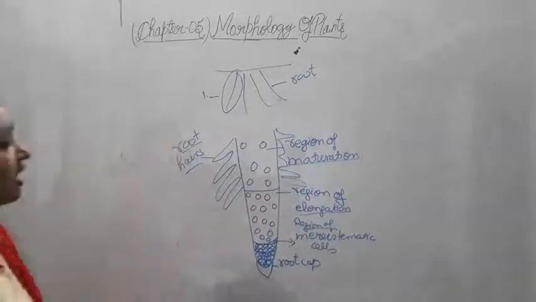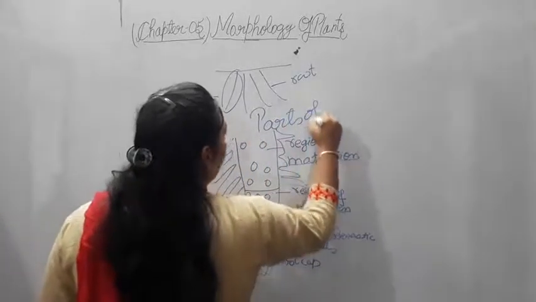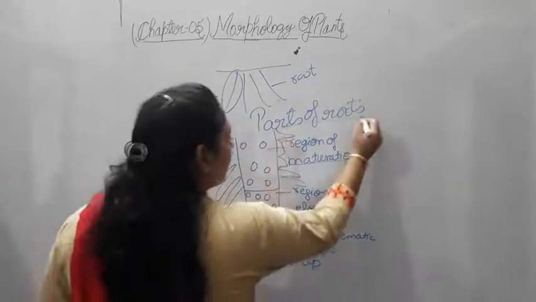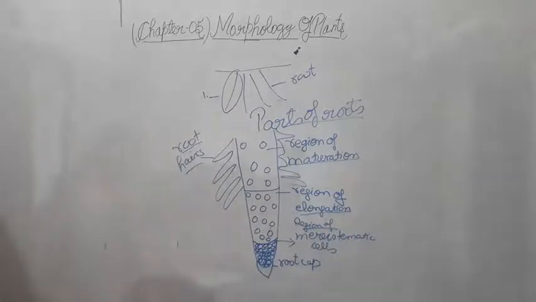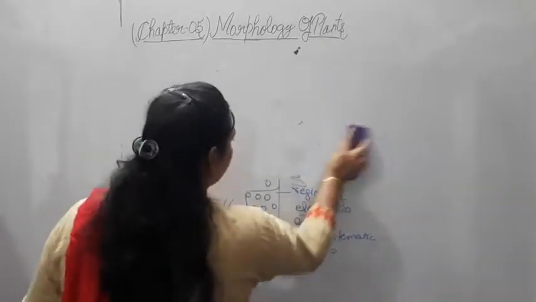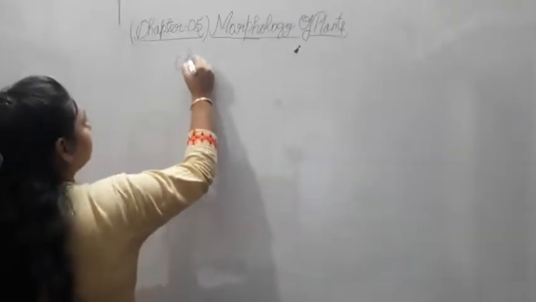So this is about the parts of roots. Okay, so these are the different parts of the roots which you have seen just now. Now we are going to see what the characteristics of the root are. Now you know the parts of the root, but you should know what the characteristics are, what kind of roots they actually are. Okay, so let us see the characteristics of root.